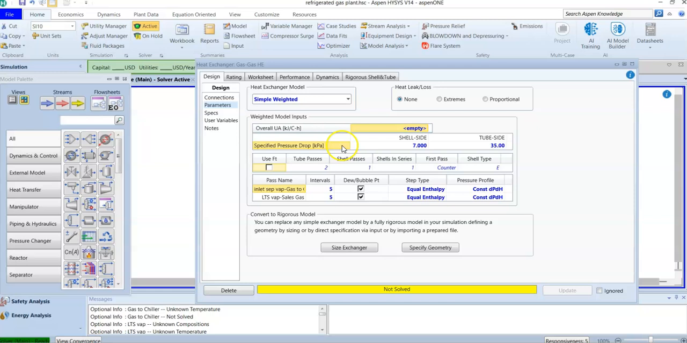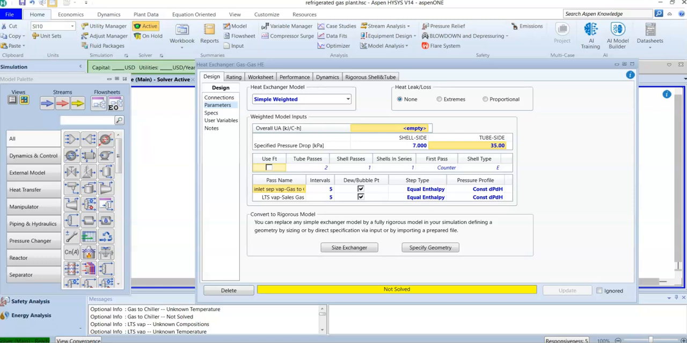If we choose the simple weighted, we need to define the pressure drop in the shell side and also the tube side. If you don't have information about the delta P, assume at the beginning a small number like 5 kPa, and after that you can increase it and adjust the values until you reach something similar to the one that you have in your plant.